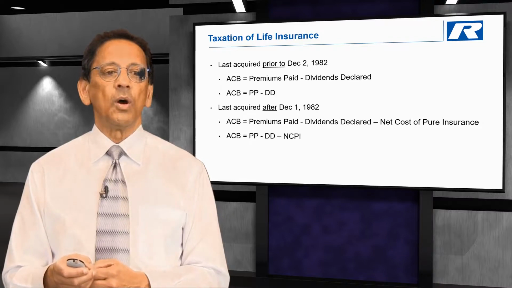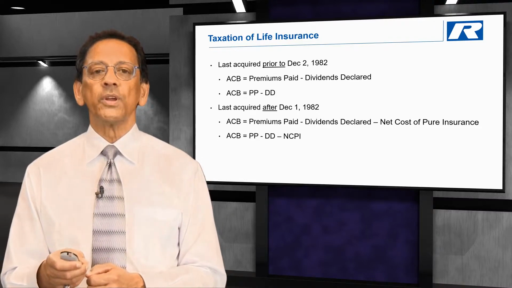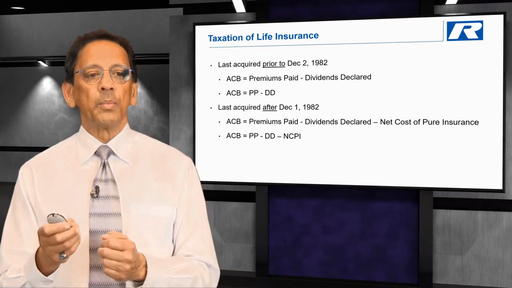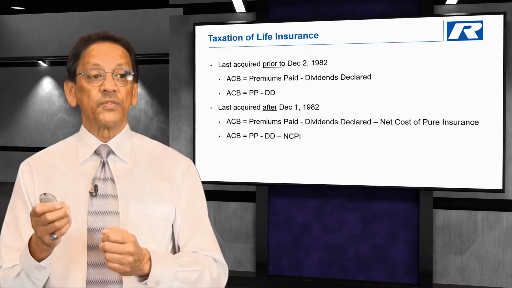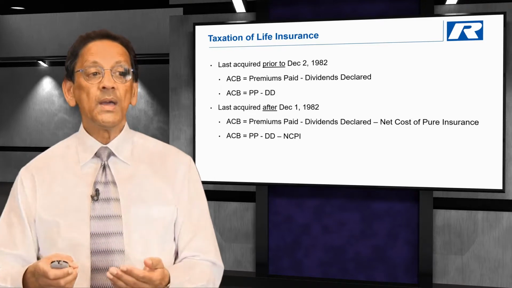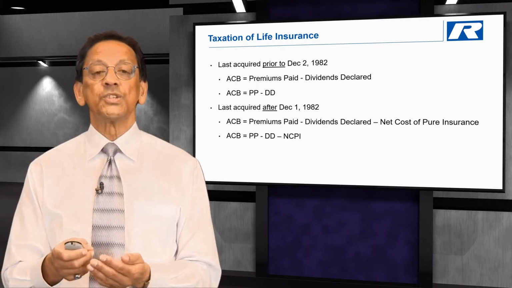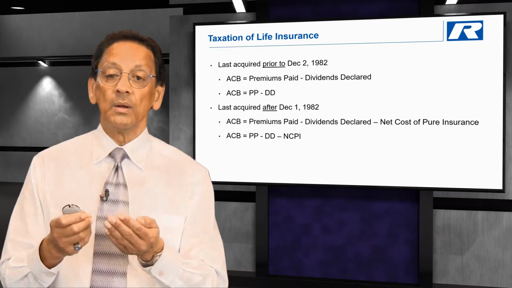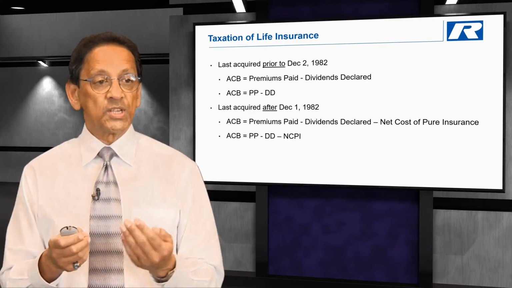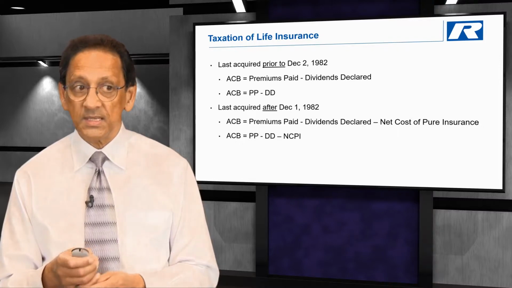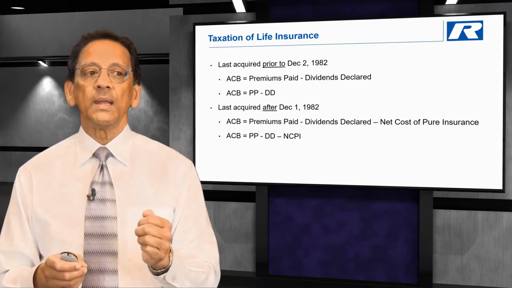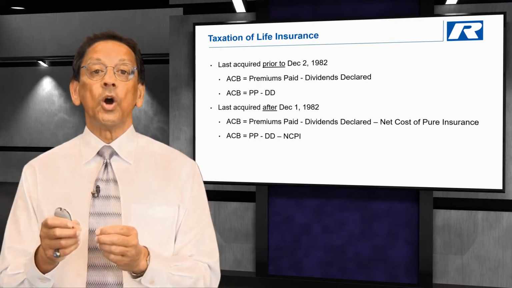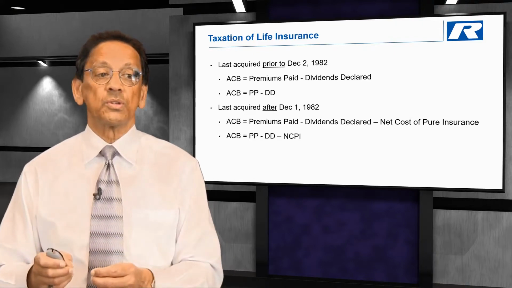They added something called the net cost of pure insurance. And so they put a number in there, but you subtract it from the total. So the new formula, in fact, ends up with an adjusted cost base that is lower than the old formula. So the adjusted cost base under the new basis is premiums paid minus the dividends that were declared minus something called the net cost of pure insurance.